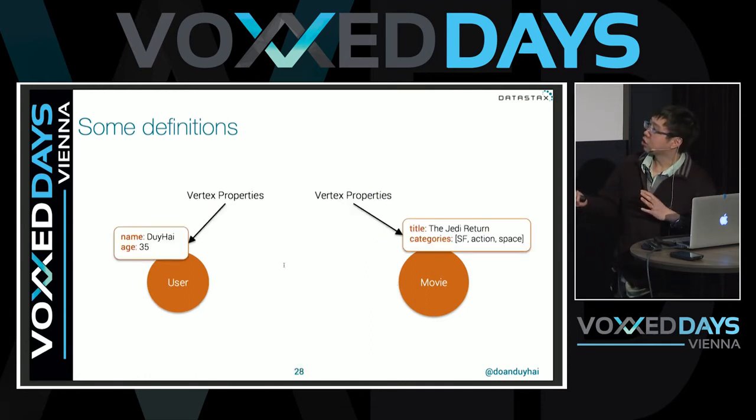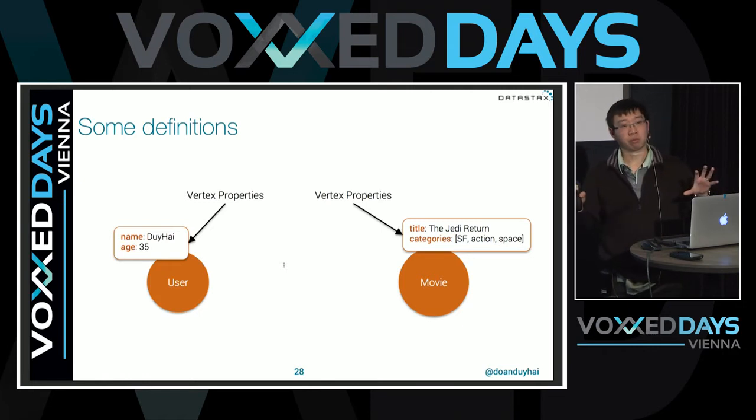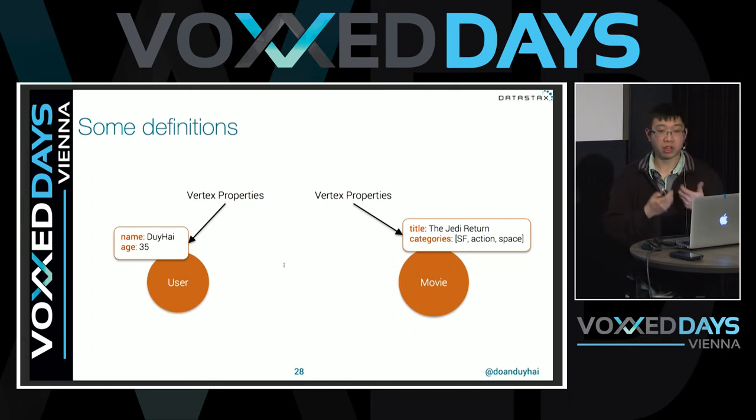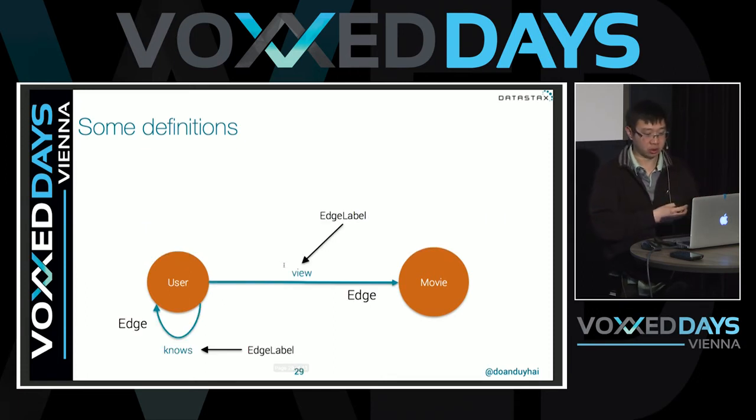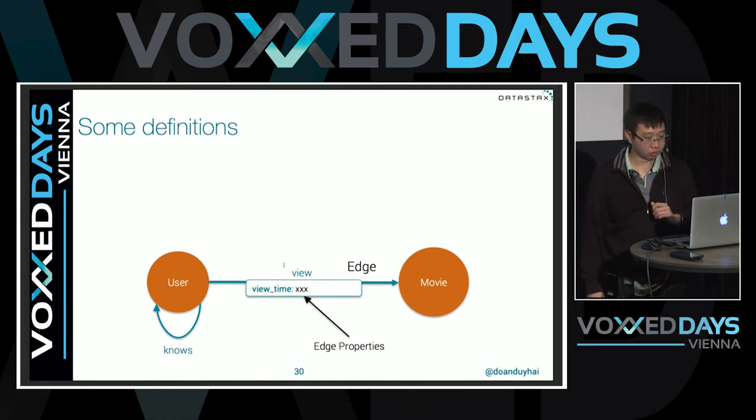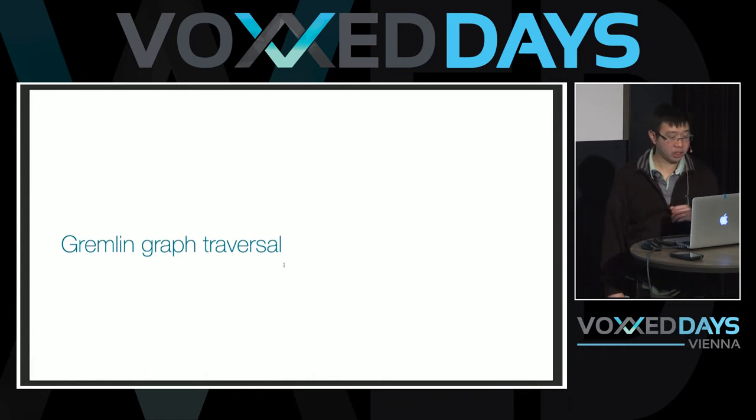So a vertex is just, well, the topology, just a node. And how can we distinguish different vertices between them? So we assign what we call a vertex label. So user is a vertex label, movie is a vertex label. You can understand it as a category of vertex. And the same for the edge. You have edge labels, so view is a category of edge, and knows is another category of edge. Edge properties. Now let's focus on the Gremlin traversal language.